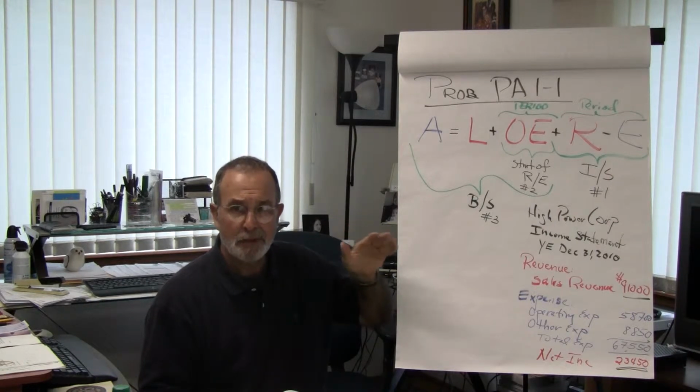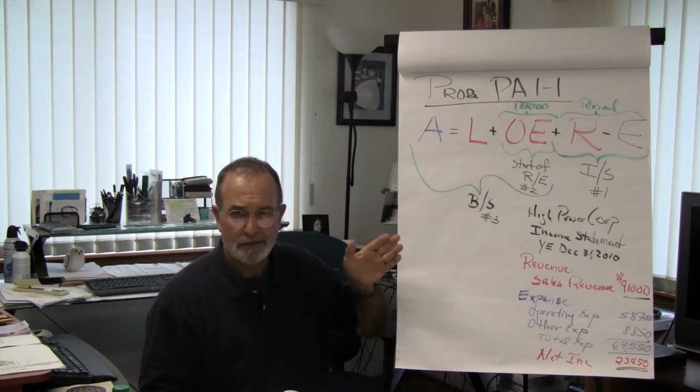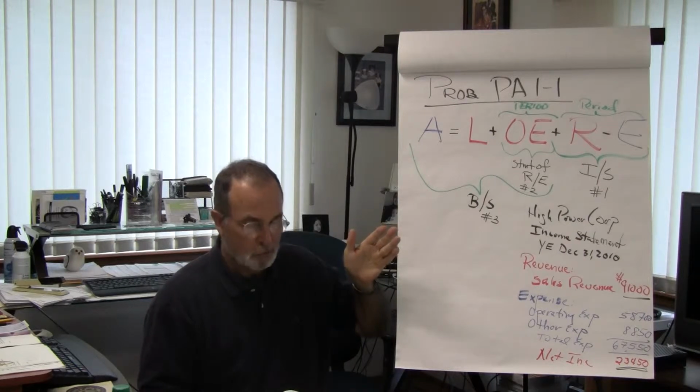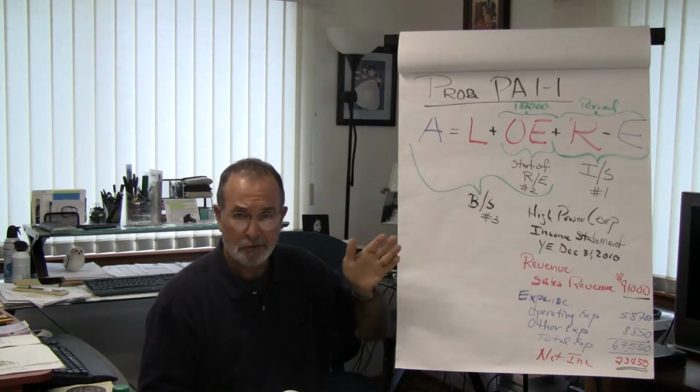Okay, we're going to continue on with our statement of retained earnings. Now, this is a little tricky. It takes time to get an appreciation and an understanding of how this statement works. This business is in its first year of operation. Therefore, the beginning balance of retained earnings, let's say at January 1, 2010, is 0.